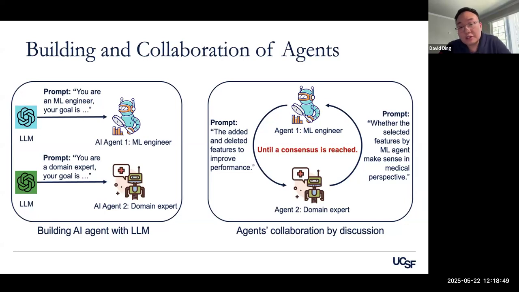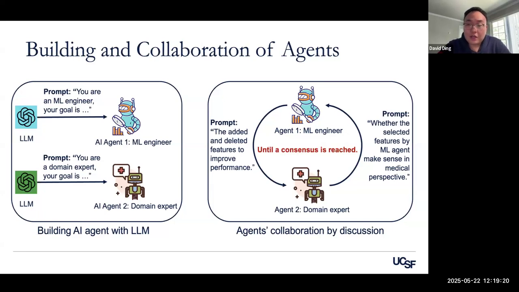For example, the machine learning engineer will prompt with the added and deleted features, and say that it can improve the performance, it can improve the accuracy. And then our domain expert agent will determine whether these features selected by the machine learning agent make sense from a medical perspective, whether the selected features are really related to our transplant outcomes, for example, the rejection, and whether they are really related from a transplant expertise standpoint.